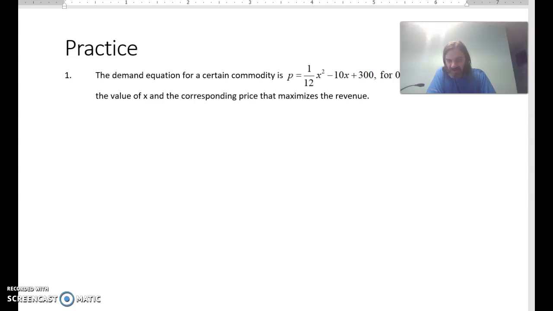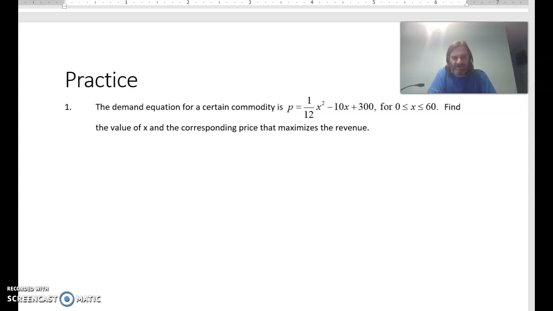There we go. Okay, so the demand equation for a certain commodity is P, that stands for price, equals 1/12 x squared minus 10x plus 300. And it says this equation works for when x is between 0 and 60. Of course, it doesn't make sense to calculate the price for less than 0 items. But apparently the price function would be very different if we went above 60 items. So that might mean that we have to hire more people or something along those lines.